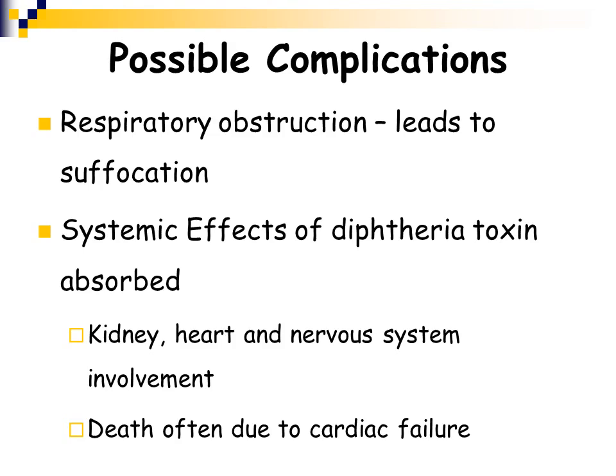So the complications of diphtheria: we already said that the pseudomembrane can cause respiratory obstruction that can lead to suffocation. And diphtheria can produce a toxin which can lead to systemic effects in the body if the toxin is absorbed into other areas of the body. So that toxin can get into organs such as the kidney and the heart. There could be nervous system involvement, and it actually can lead to cardiac failure and death.